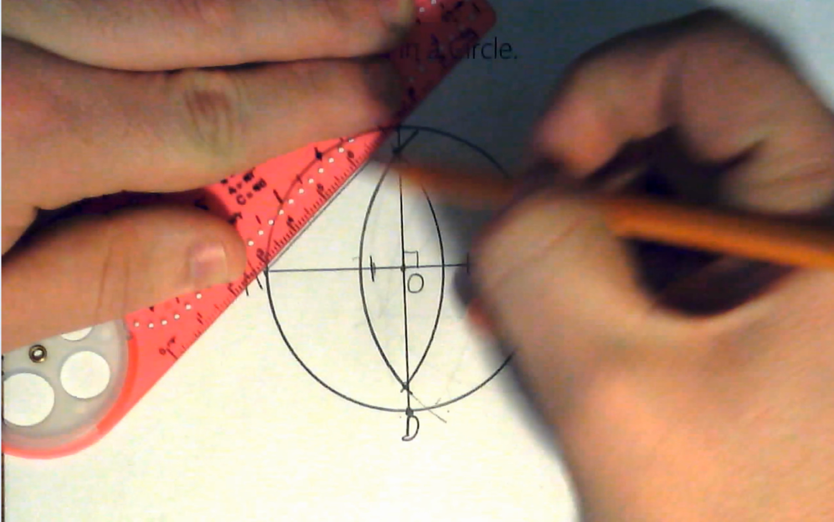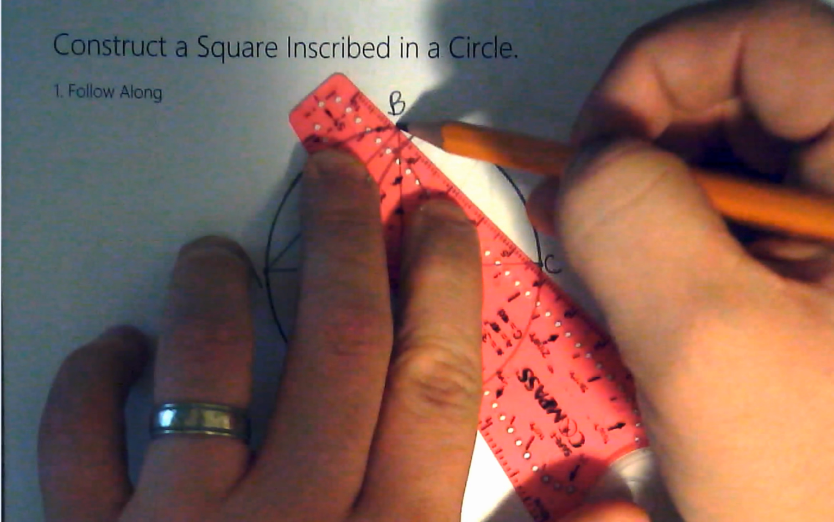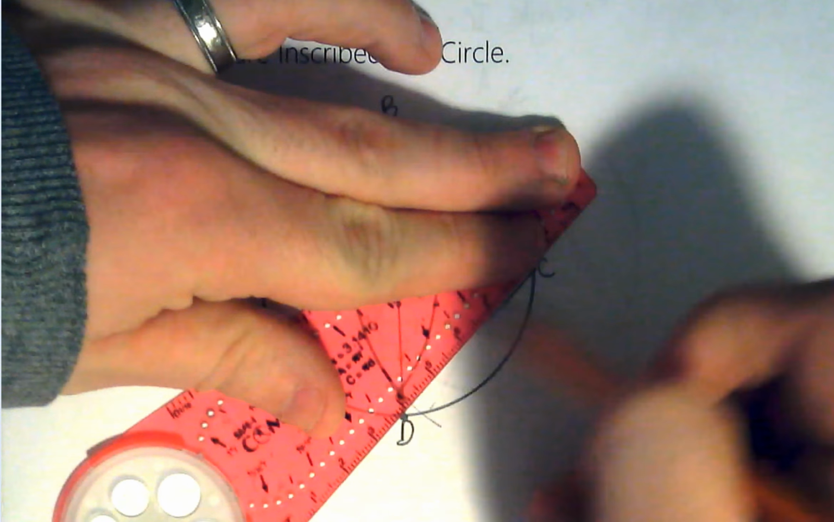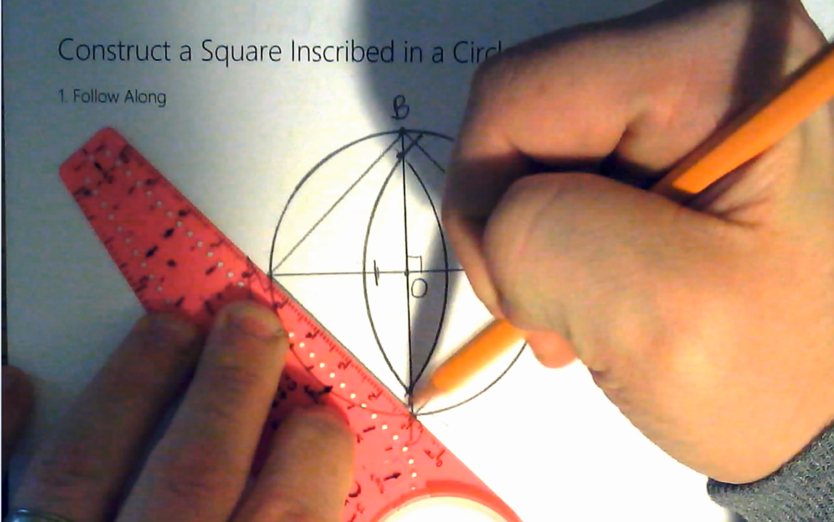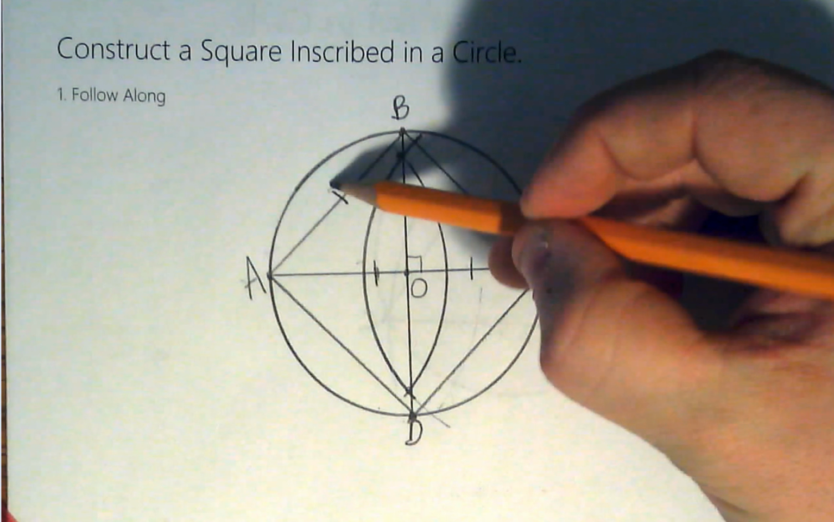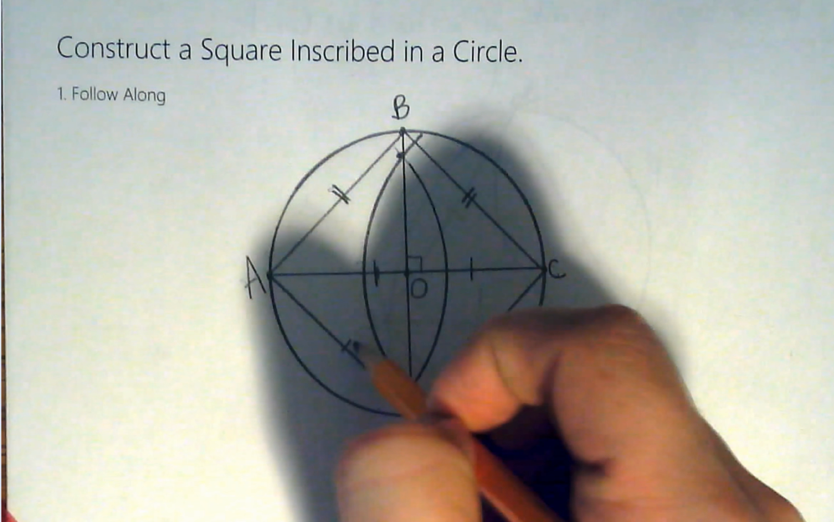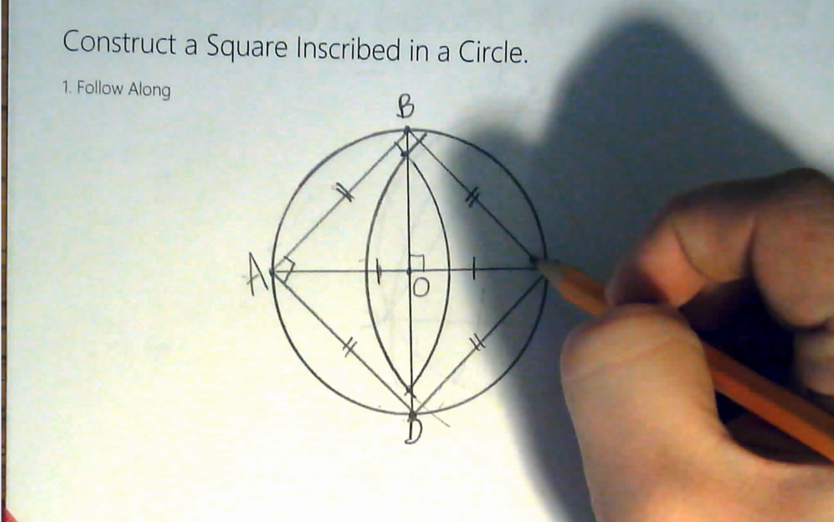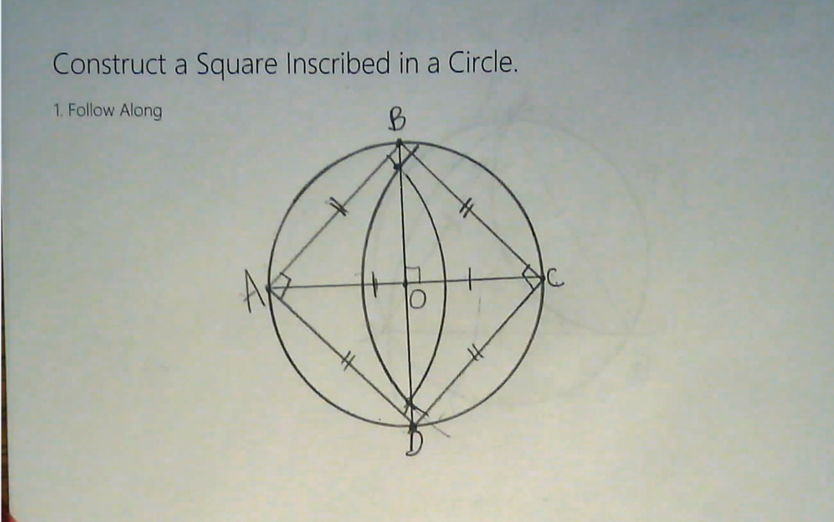So A to B, B to C, C to D, and A to D. So if you look at what we have now, we now have a square where all four sides here are congruent to each other, and all those angles are going to be right angles. So we have a square inscribed in a circle.